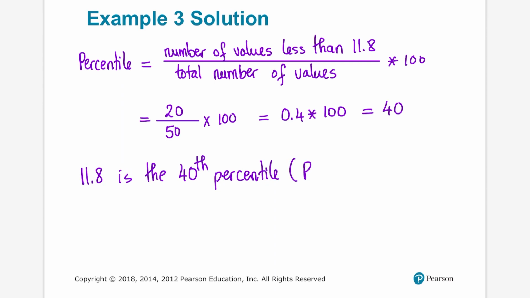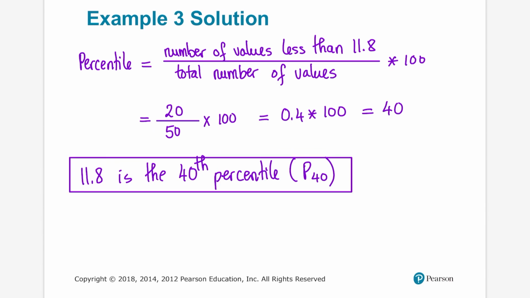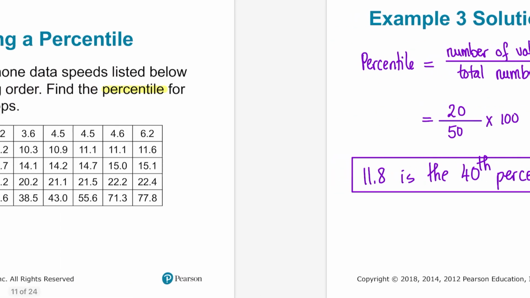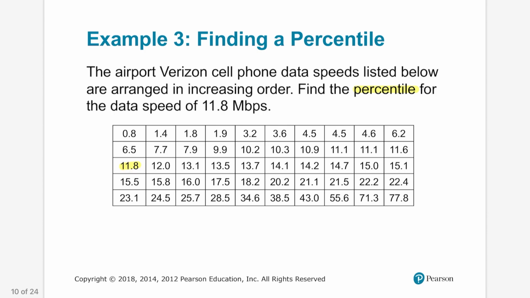Or you can call it P40. Now, what does that mean? It means that 40% of the data values are below 11.8, and 60% will be above 11.8. So if you look at this, below 11.8, there are 40% of the values. Above 11.8, there are about 60% of the data values.